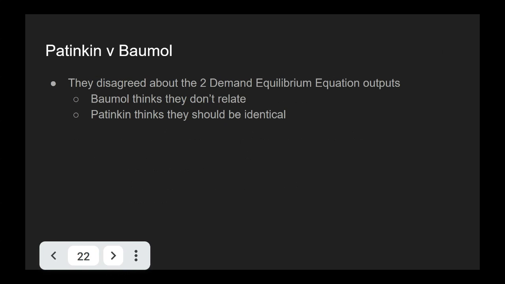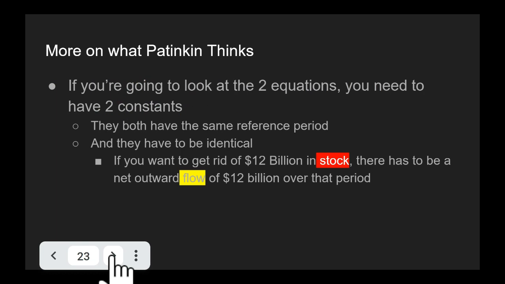And Patinkin disagrees with this a lot. Patinkin thinks these two formulas are going to be identical. So more on what Patinkin thinks, I'm probably saying that wrong, by the way. If you look at the two equations, you also have to add two constants. Both of these constants are that they have to be analyzed in the same reference period, and they have to be identical in terms of how much money you're measuring. If you're going to measure $12 billion in one, you have to measure $12 billion in another. So for instance, if someone wants to get rid of $12 billion of stock over the course of 3 months, you will also see an outward flow of $12 billion over those 3 months. So in that essence, they're going to be identical.